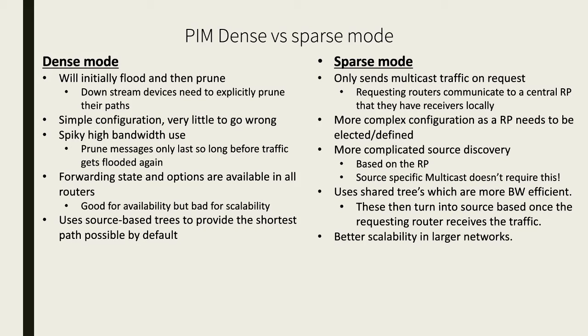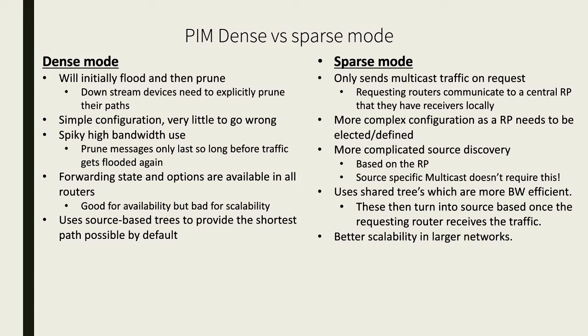Now, of course, inside your network, you need a little bit more of a complex configuration. So the RP needs to be defined or elected, and then around the network, you need to make sure that those destination and source routers know about the RP and know explicitly what device is going to run as the RP.